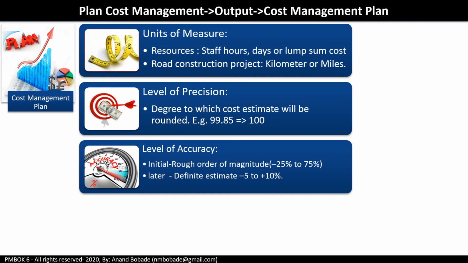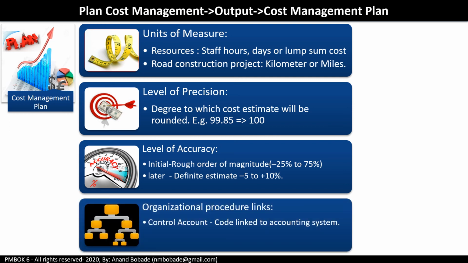Level of accuracy. What is the acceptable range? Usually this is expressed in terms of plus or minus percentage for determining a realistic cost estimate. It can be for cost as well as the resources. One of the well-known levels of accuracy used in PMI is the initial rough order of magnitude, which is minus 25% to plus 75%. And there is a definitive estimate, which is generally done in the later part of a project during the project management planning, which is minus 5% to plus 10%.